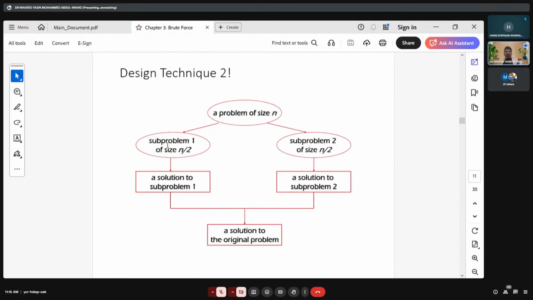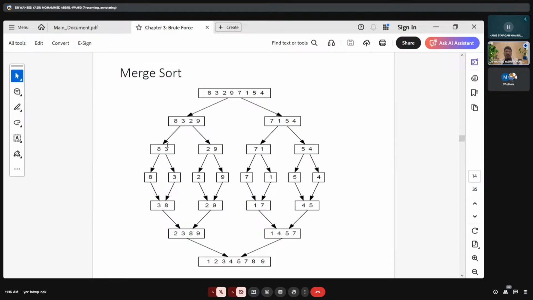So for binary search, we have quick sort, and we have merge sort. What is merge sort? We have 8 numbers: 8, 3, 2, 9, 7, 1, 5, 4. I divide this array into 2 parts, then divide each into 2 parts again. Can I divide more than this? No. This is the sub problem.